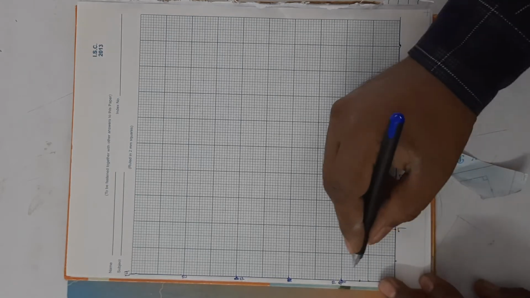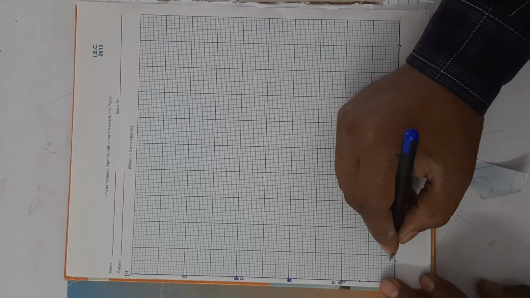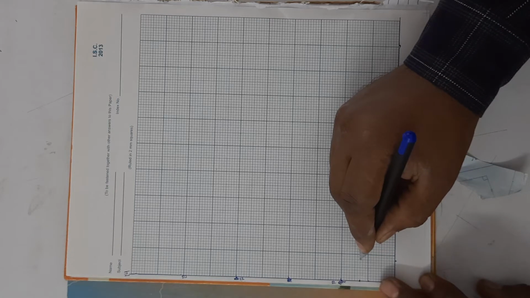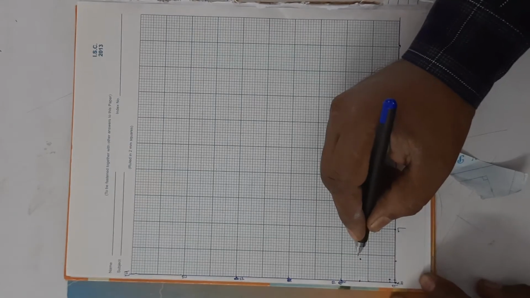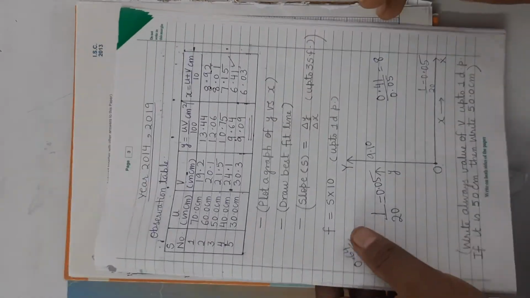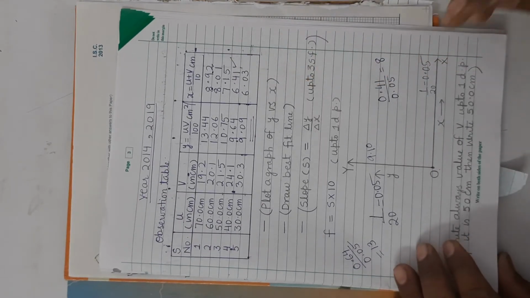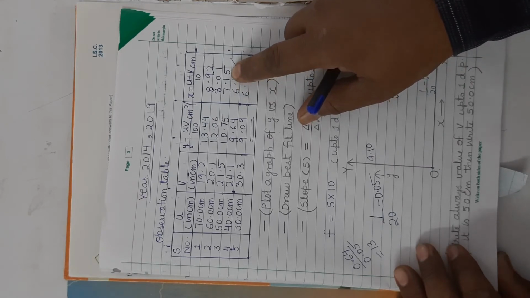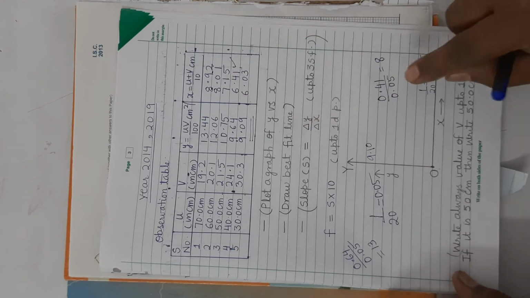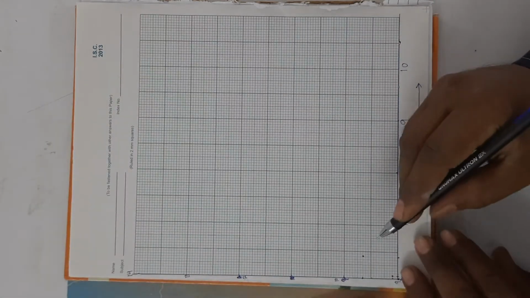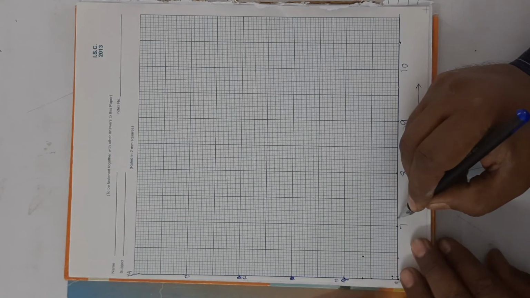So which will be the point? You can see here the point will be this. Then we can see 7.15. 7.15 means 7 and then 0.15, and for 0.15, 0.15 divided by 0.05 means 3 divisions. After 7, 3 divisions.